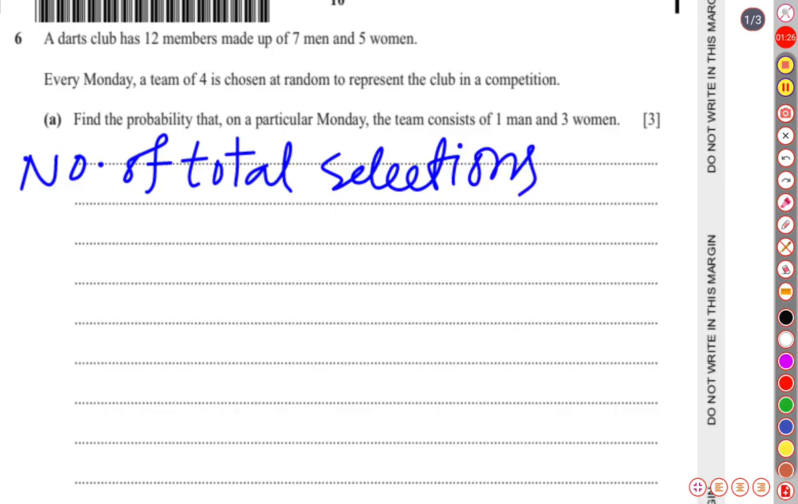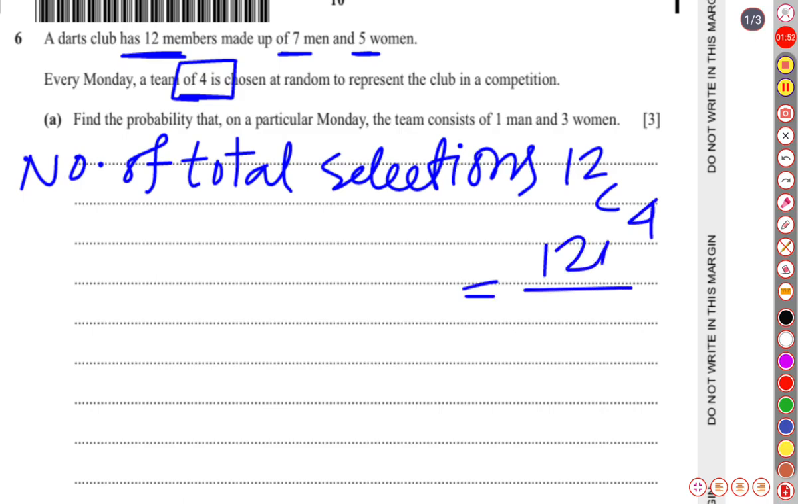Total number of members is 12, out of which 7 are men and 5 are women. So if we choose 4 from 12, it is just 12 choose 4. Then it is going to be 12 factorial over 4 factorial as well as 8 factorial. If we use our calculator, it will show 495 choices.